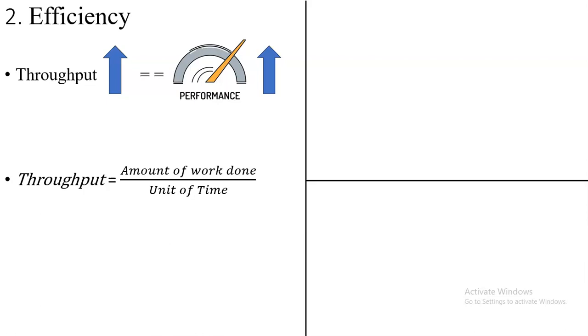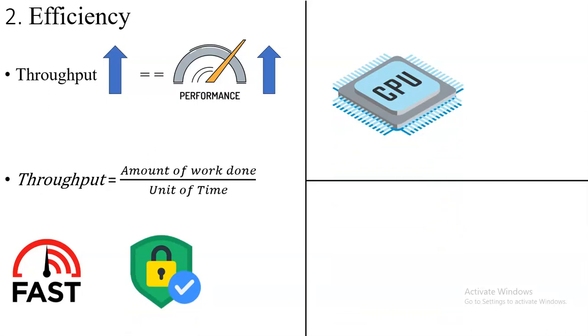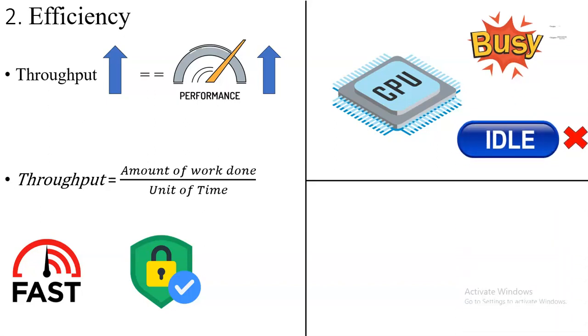So to make you understand throughput, let's say in 1 unit of time the amount of work done is 10 transactions on the database, so the throughput is 10. Simple as that. And if the amount of work done is increased, obviously the performance of the system increases. And if the performance increases, the system becomes efficient, right? Obviously, it should be fast enough and secure enough. One more goal of the operating system is that the CPU should always be busy and never be idle. It should keep on doing some task or the other.